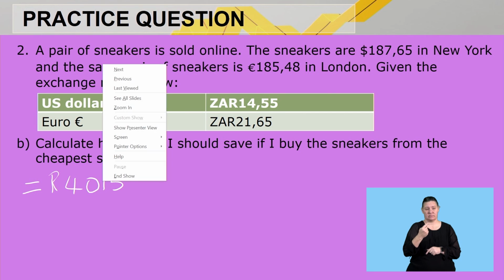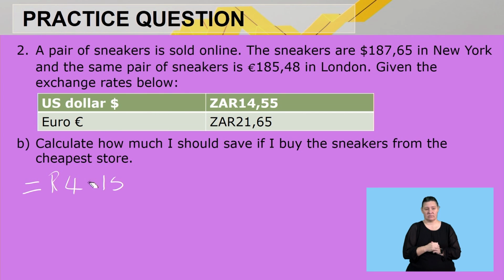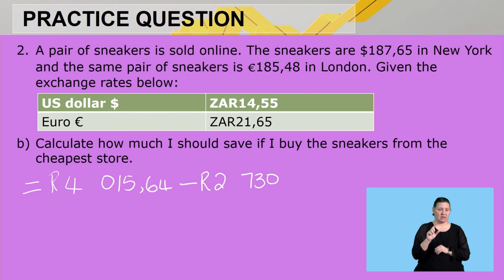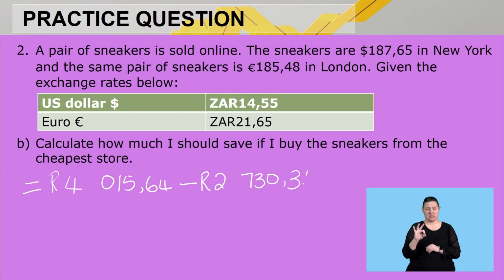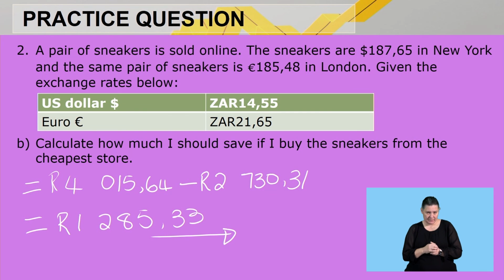4,015 rand 64 minus, so I'm subtracting the price that I will pay when I purchase in New York, which was 2,730 and 31 cents. So now finding the difference between these two values, working that out, subtract these two values, and then you would have saved 1,285 and 33 cents.